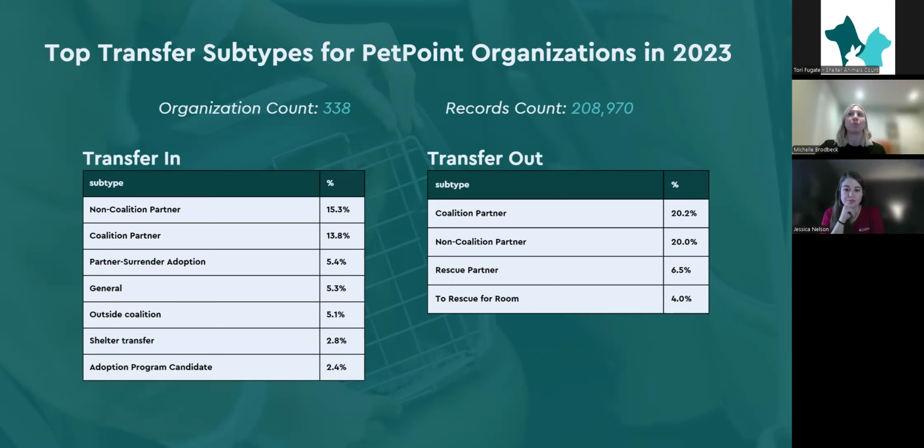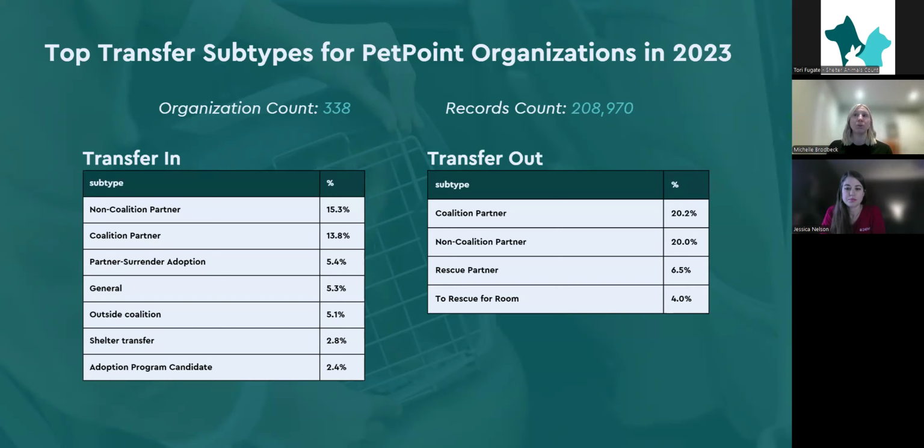This data was pulled from organizations that are opted into our PetPoint SAC API, and also obviously had transfer data. The sample includes more than 300 orgs and more than 200,000 records. So it doesn't include every single PetPoint organization, but in general, I think it's a pretty representative sample of the whole population.